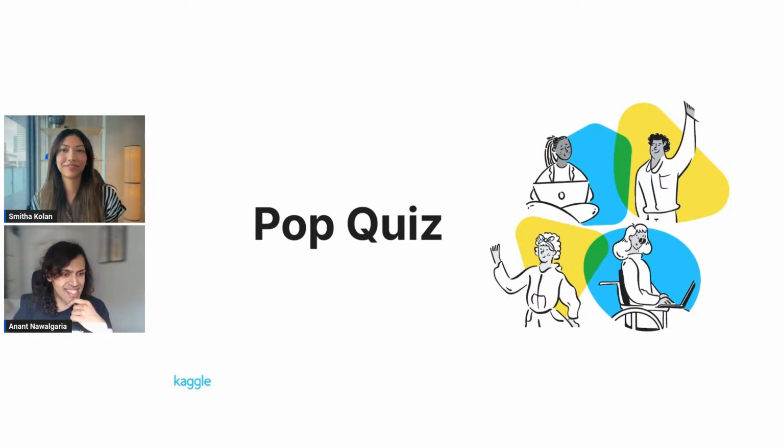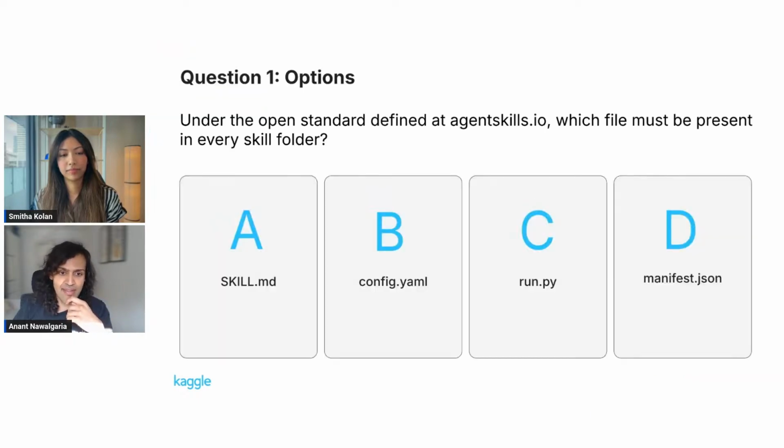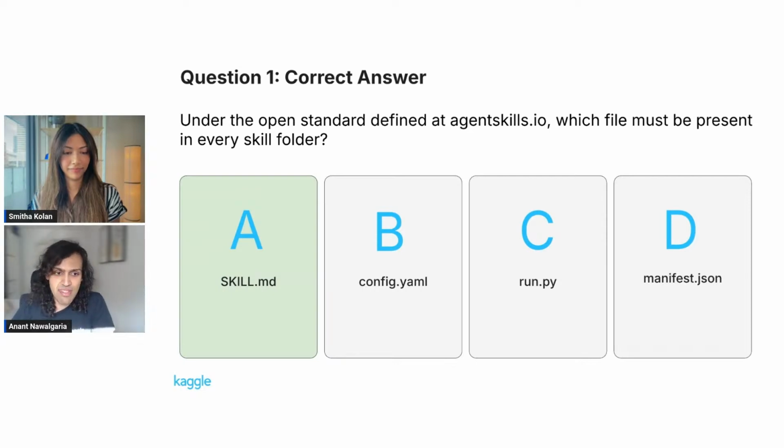All right, pop quiz. First question for today's pop quiz, take your pen and paper. Under the open standard defined at agentskills.io, which file must be present in every skill folder? This has been discussed already in the white paper and this live stream. Is it A, skills.md, B, config.yaml, C, run.py, or D, manifest.json? The correct answer will be shown in 3, 2, 1, and it's A, skill.md. We talked about it a lot in the white paper and this live stream.